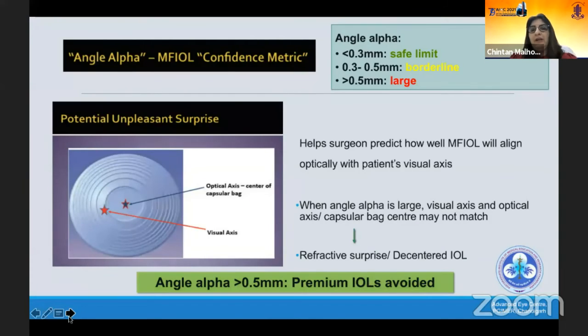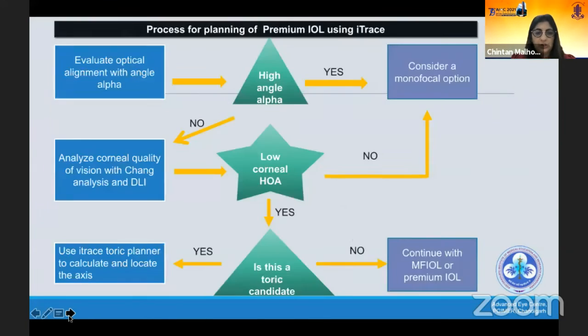If the angle alpha is more than 0.5, it's a large angle. It gives us an idea that the center of the IOL will not be in line with the line of the visual axis, and the patient may have some symptoms. If angle alpha is more than 0.5, premium IOLs should usually be avoided, although this limit can be stretched a little bit with the newer IOLs.